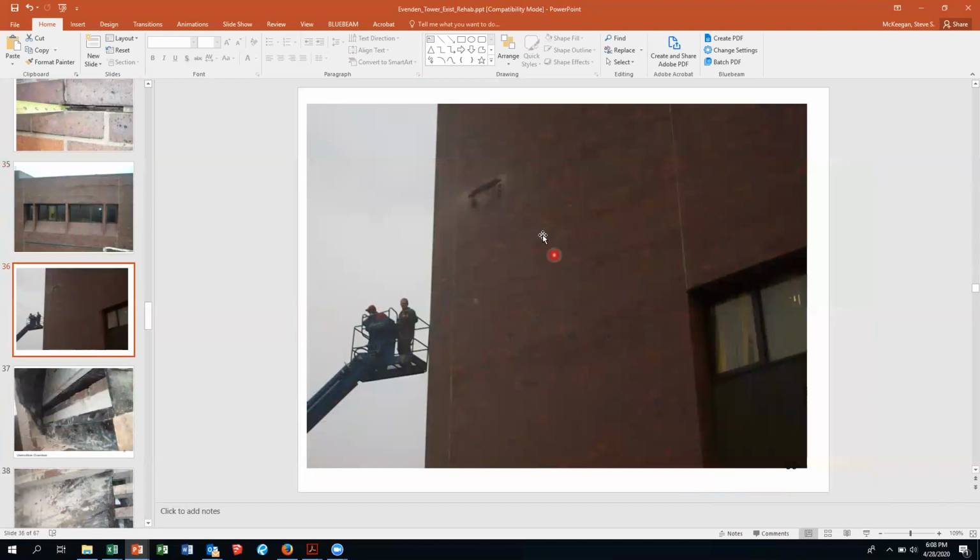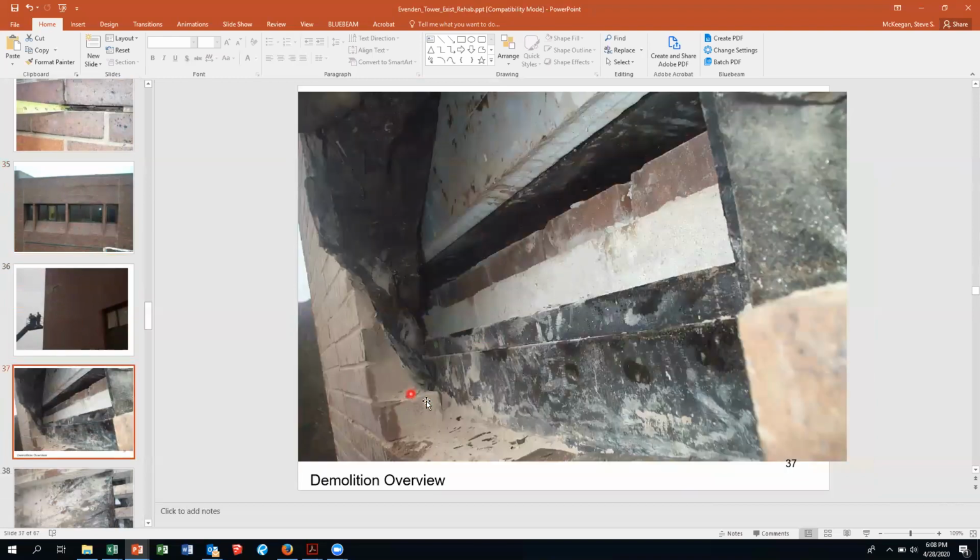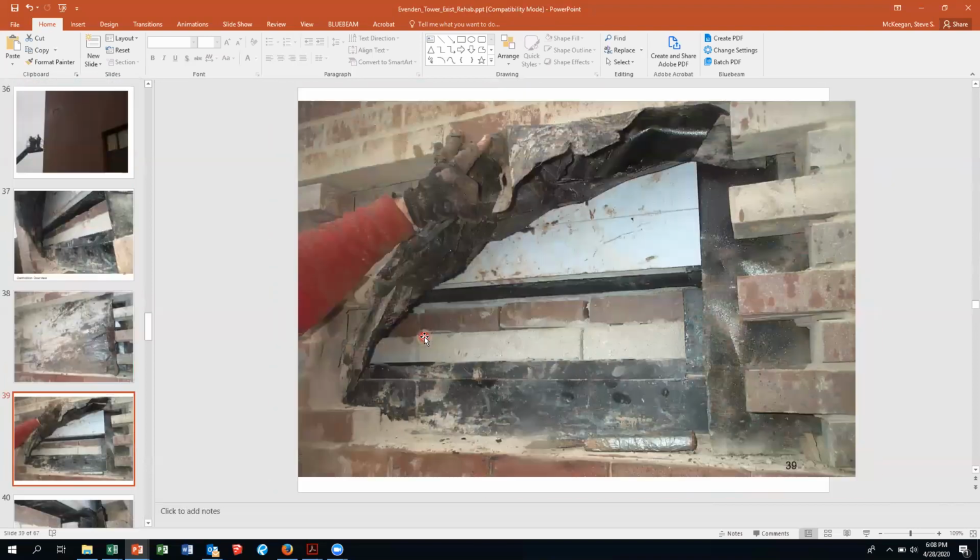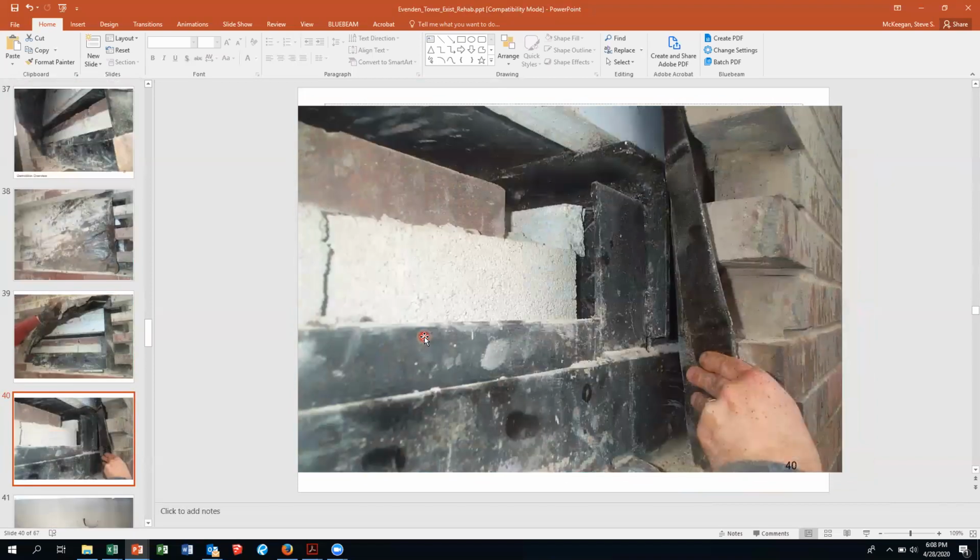So they went through and they investigated this. They actually tore a hole right in the curtain wall. The brick is the curtain wall. They exposed the flashing. They exposed the structural steel.